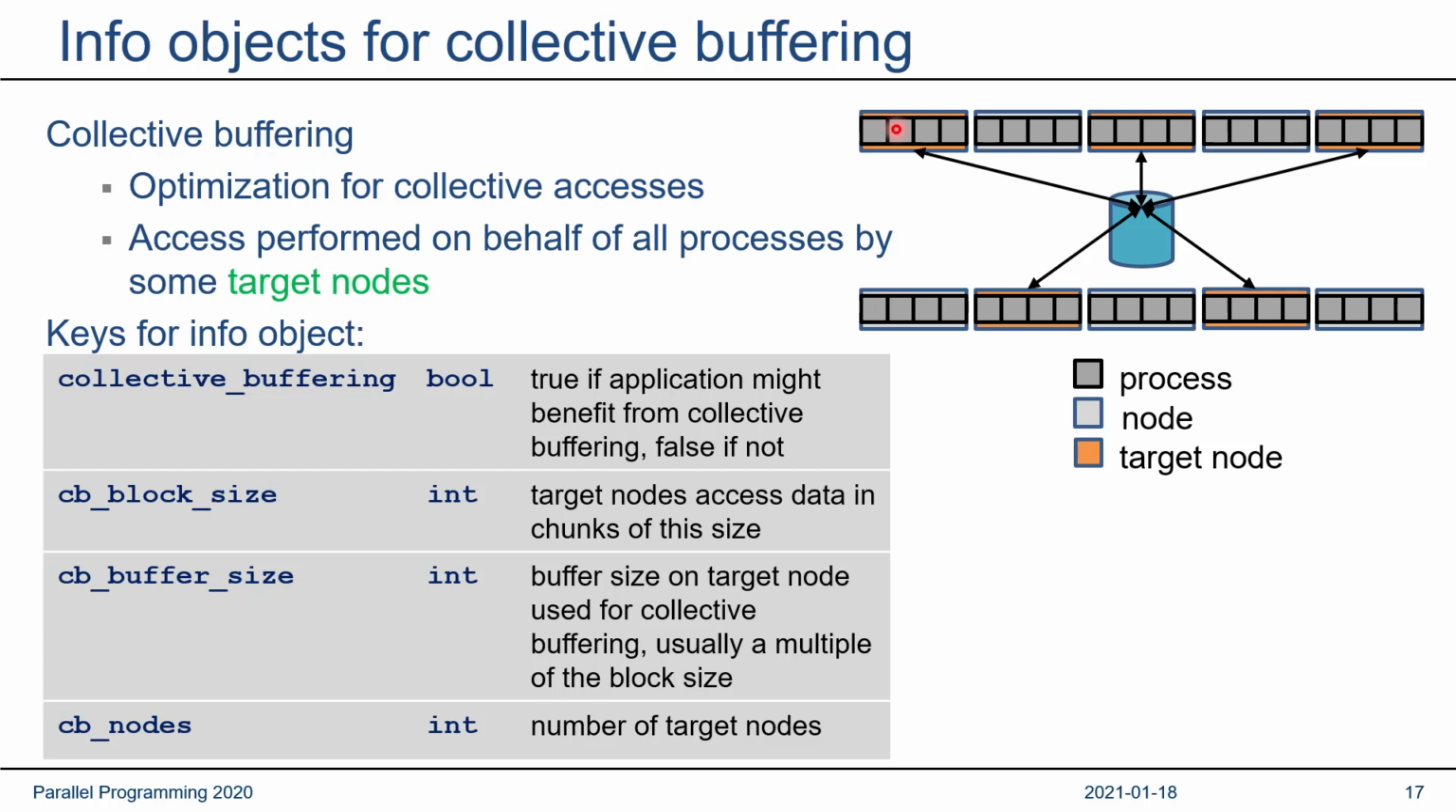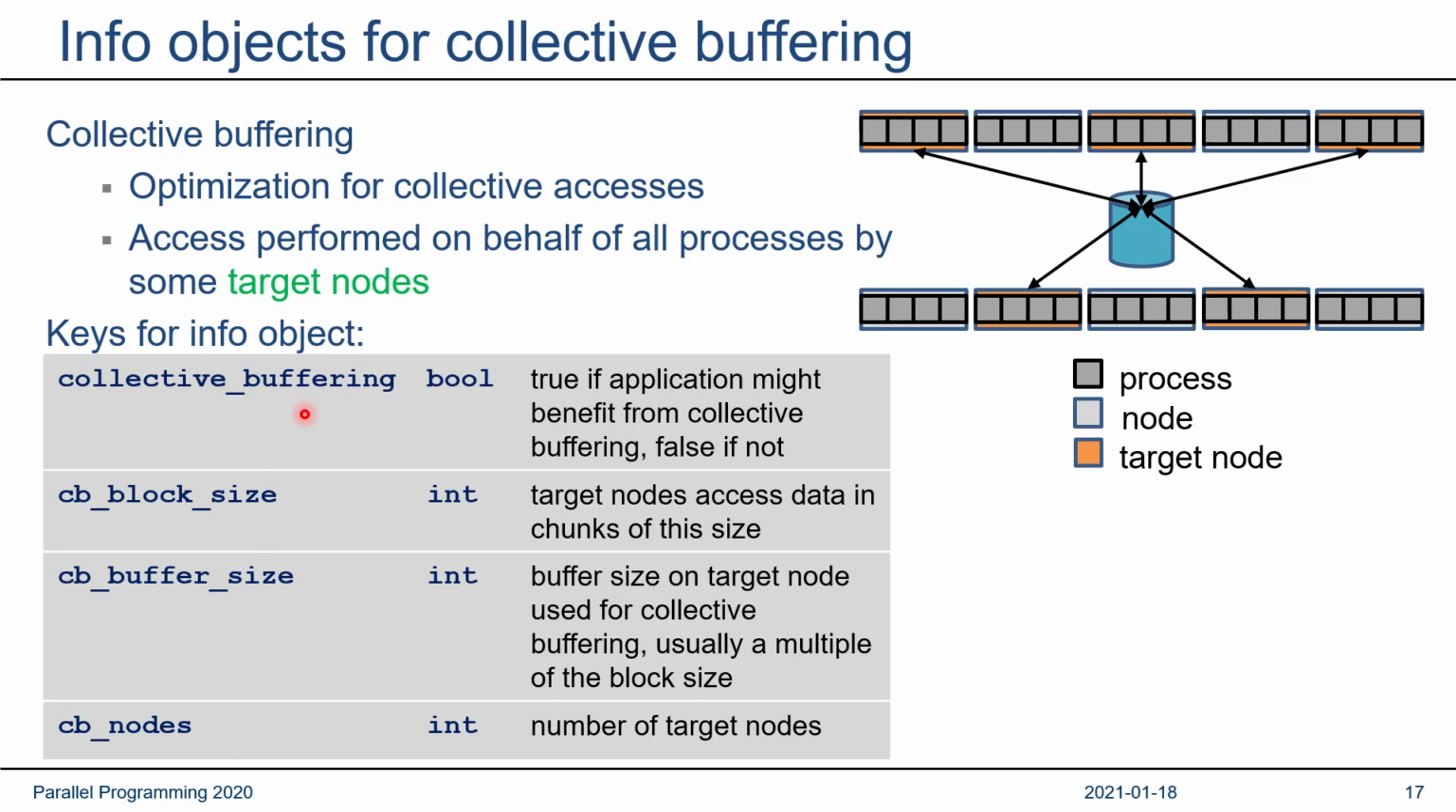So instead of every process doing I/O to the hardware, we have processes doing the work, doing I/O. Of course, those processes are placed on the nodes. However, there are specific target nodes which conduct the actual I/O operations on behalf of everybody else. And the number of these target nodes could be smaller than the actual number of nodes which are part of the communicator. So here are the keys associated with this behavior.